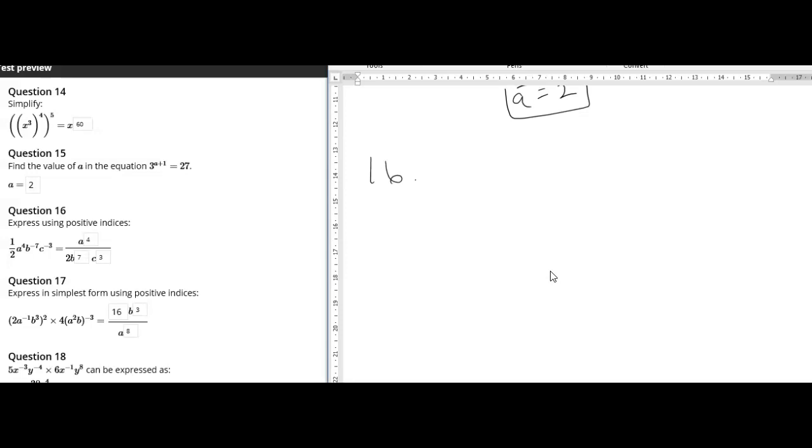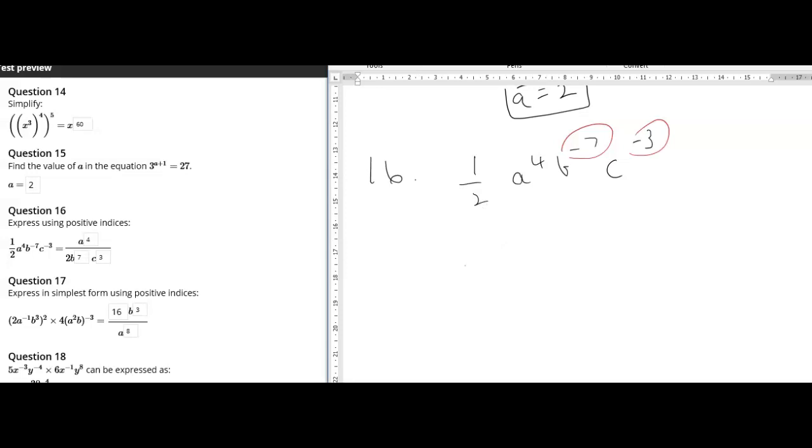Okay, question 16. Express using positive indices. All right, let me just rewrite it. So we've got a half, a to the power of 4, b to the negative 7, c to the negative 3. Now, you can just identify your negative indices first. This is positive. 4 is positive. Then we've got negative 7, and here we have negative 3. So your index law, let's leave that half there. Actually, I might just rewrite that.